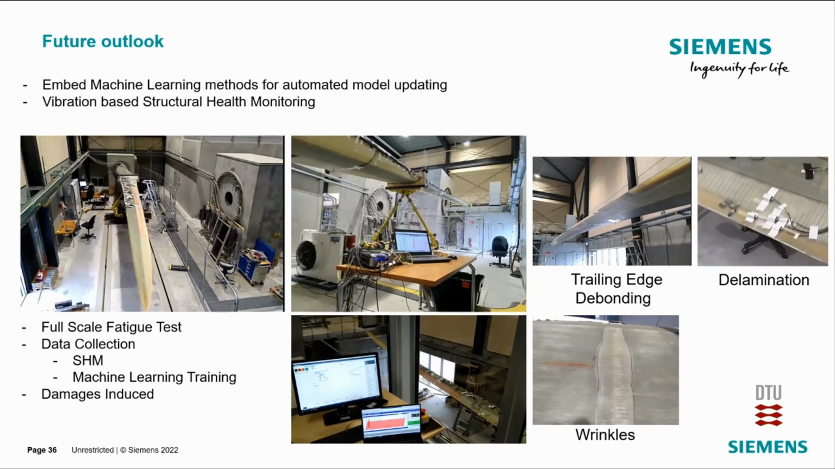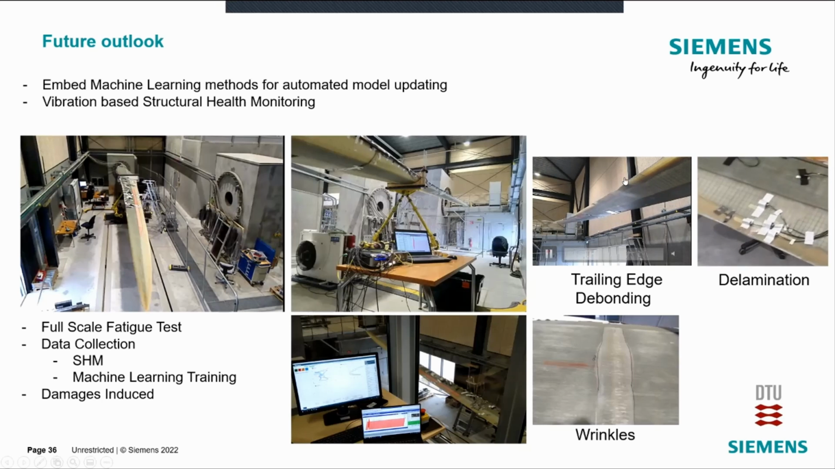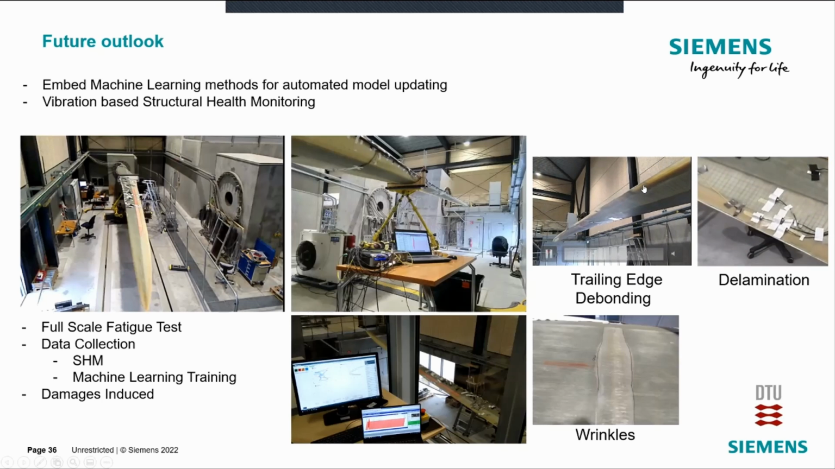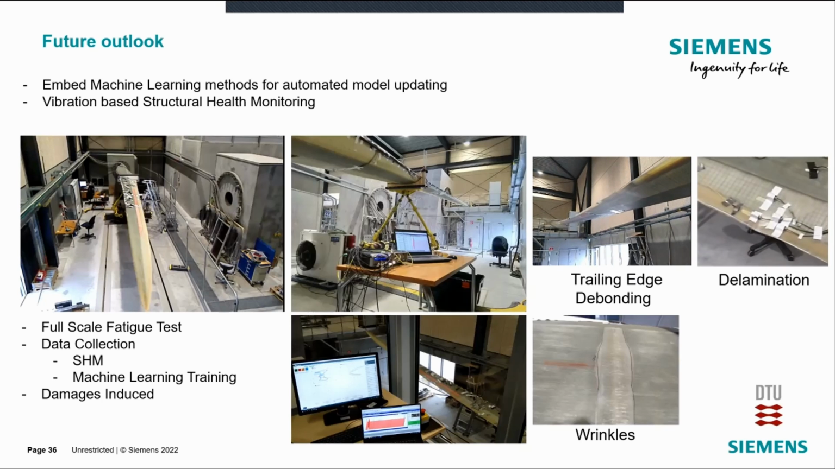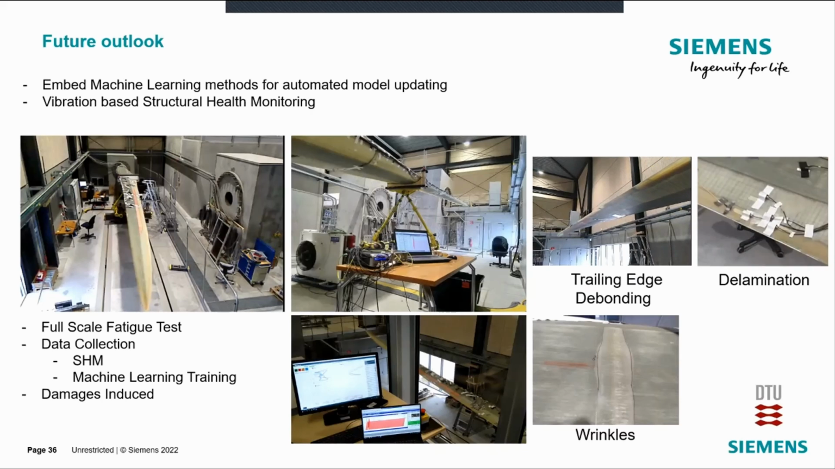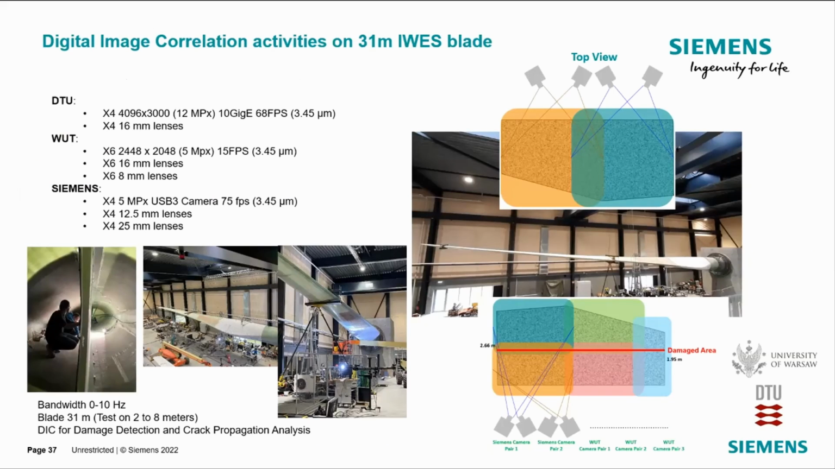Hopefully the movies will also work here. Not sure if you can appreciate it, but there are some induced defects. So the delamination at the trailing edge here, again, debonding that is around this area. Hopefully you will be able to capture it with the naked eye, and some wrinkles which were induced during the manufacturing. And then we are working together with the colleagues at DTU on some vibration-based SHM, and then based on machine learning models and so on, being able to use both the model and the physical structure.